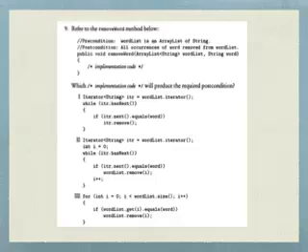Now there are three possible implementations. Which implementation code will produce the required post condition? Let's check. We have 1, 2, 3. The first choice completely uses the method and also the functionality provided by the iterator.